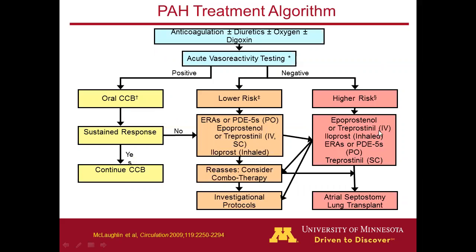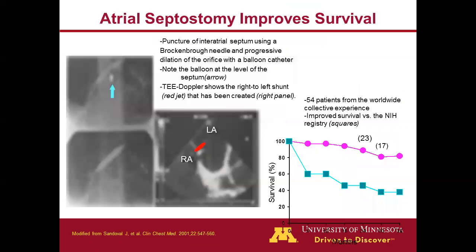Now, if you're already on parenteral prostacyclin and you are declining, you need to be referred to lung transplant. When you're waiting for a lung transplant on the list and you're getting worse acutely, atrial septostomy can be done as a bridge to transplant. Or if you're not a candidate for a transplant, it can be done as a palliative procedure for 5, 6 months or 1 year. How does atrial septostomy work?